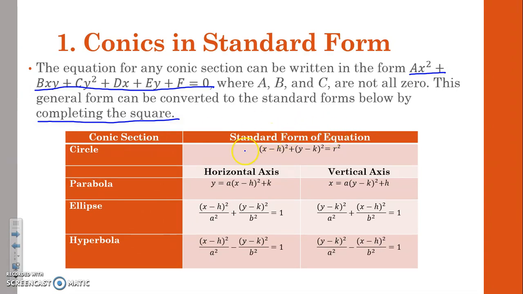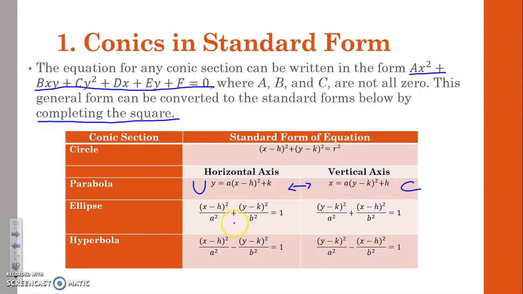A circle can only look one way, because a circle can't be horizontal or vertical. And then I have parabolas. Sorry, I think I have my parabolas backwards here. So parabolas, if I have y equals something with x squared, we know it opens vertically. And if it's x equals something with y squared, we know it opens horizontally. Sorry, I got those switched.